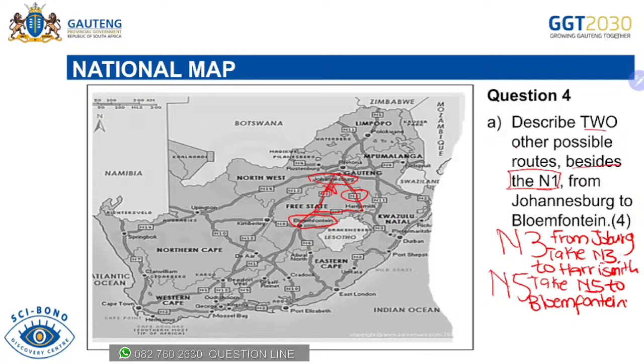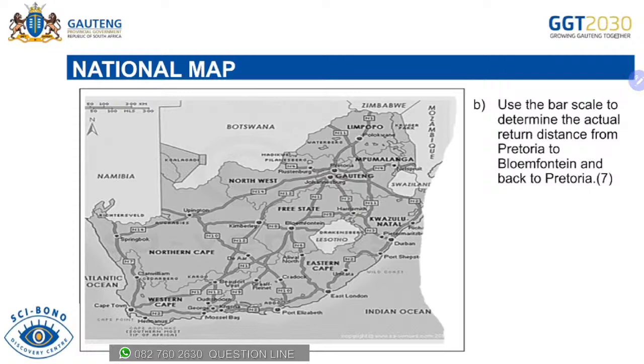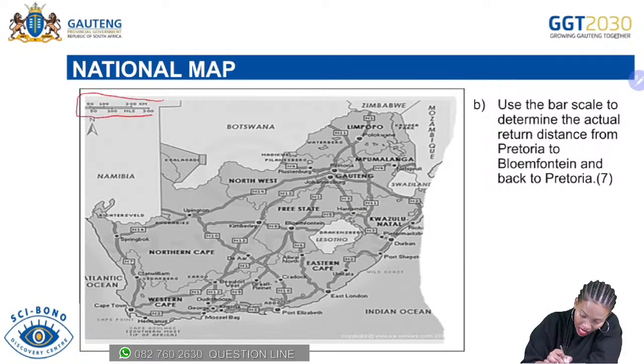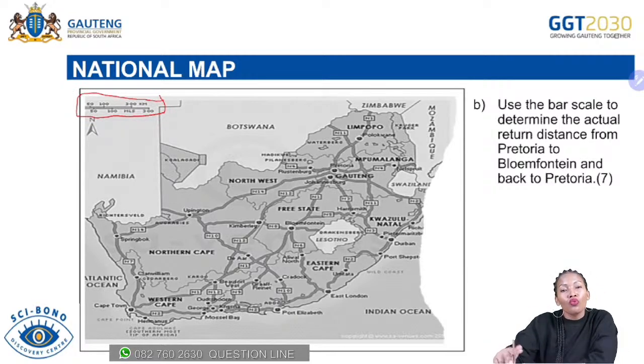So these are the two roads that a person can use besides the N1. The N3 to Harrismith, from Harrismith join the N5, and then the N5 will take you to Bloem. We are going to use the bar scale. Where is our bar scale? Yo, guys, this is our bar scale. And then our bar scale is done using two different systems. We have it in the metric system. We also have it in the imperial system. But we are in South Africa, so the system that we are working with is the metric system.